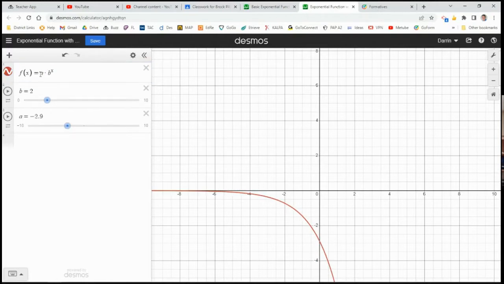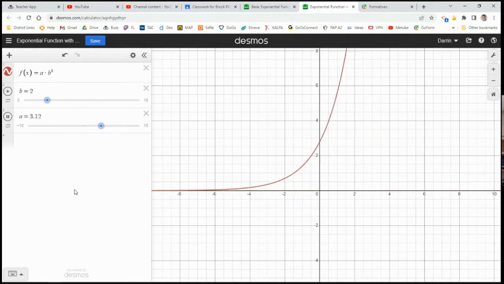So now the negative flips the graph upside down. So all the negative values are down here. If A is 0, then we have a line where the function equals 0. It's a line of y equals 0. But as A gets higher, it changes y.